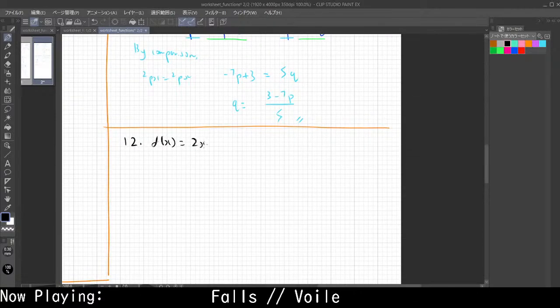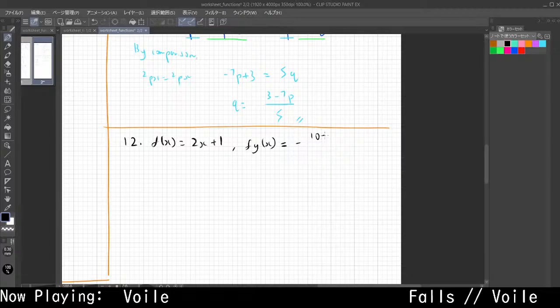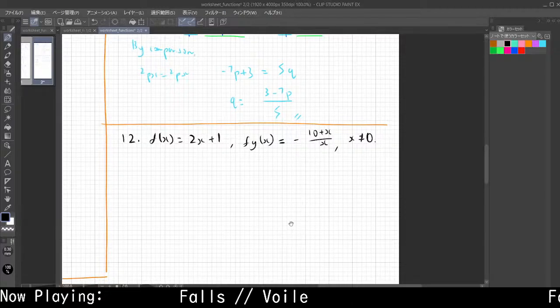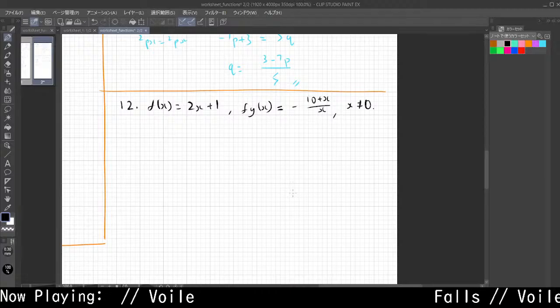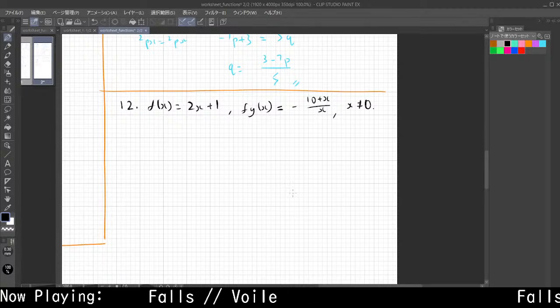Q12. f(x) equals 2x plus 1, fg(x) equals negative 10 plus x over x, where x cannot be equal to 0. Find the value of g(5).